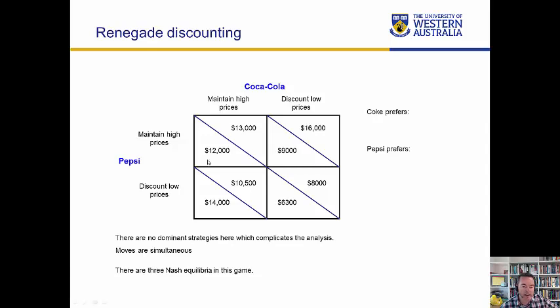So what I've got here is a payoff matrix, high prices and discounted low prices. Now, if both maintain high prices, they will earn profits of 12 and 13 respectively. If, however, they get into a price war and discount their prices, they will earn 6,300 and 8,000 respectively. So obviously they don't want to get into a price war, a permanent price war. It's too costly in terms of their profits.